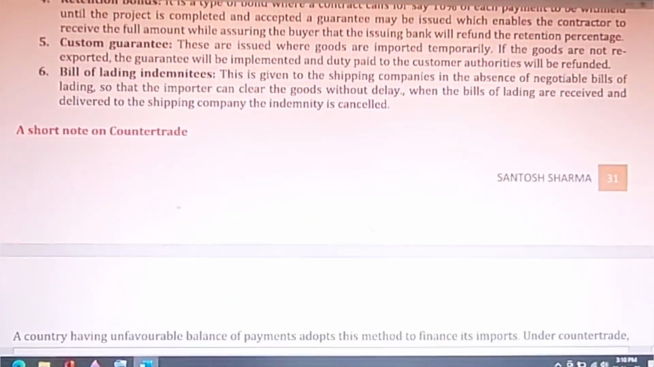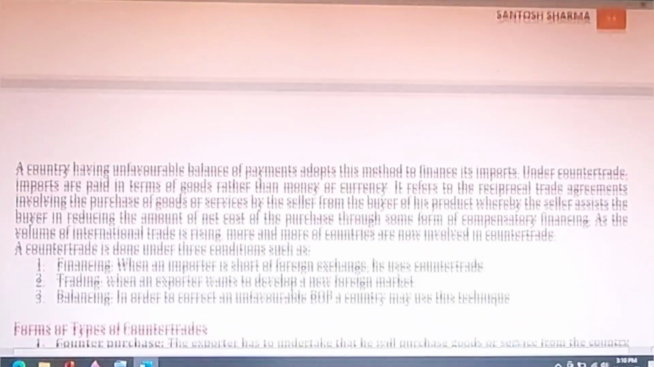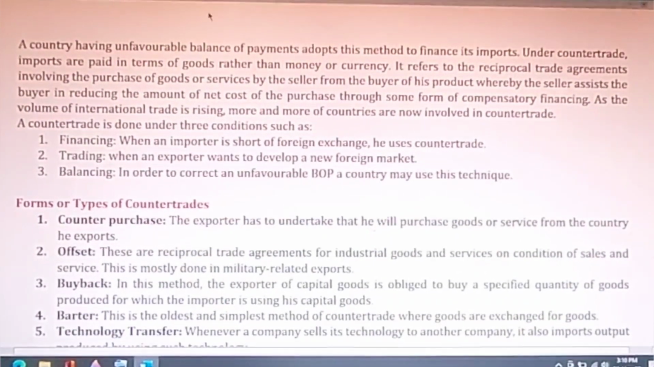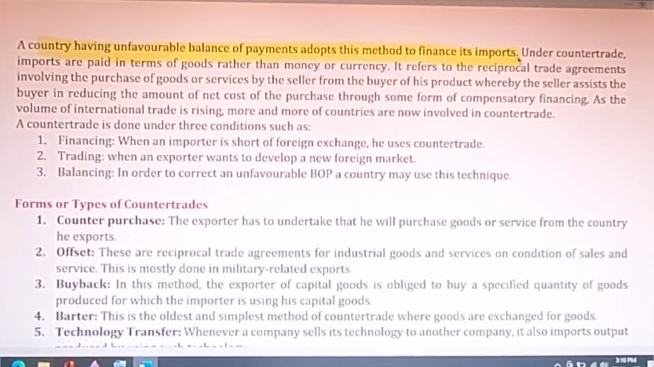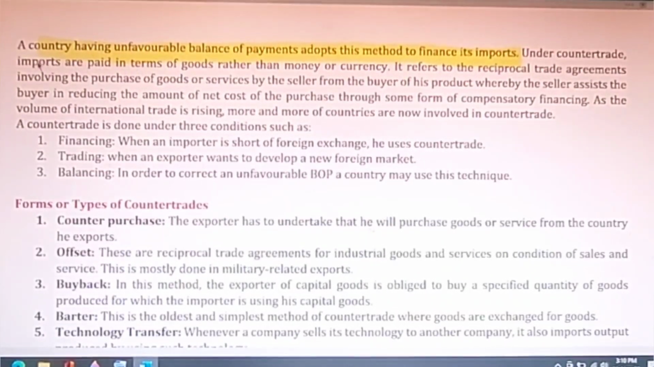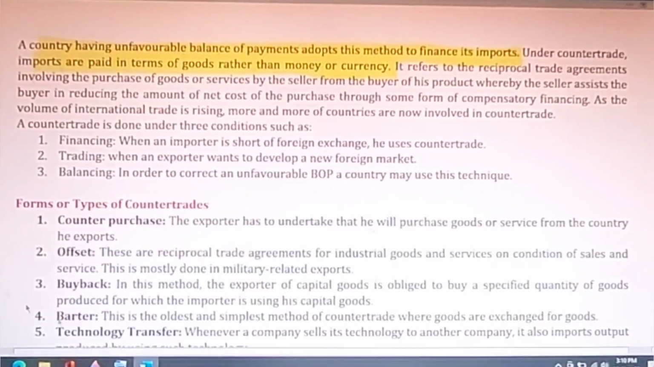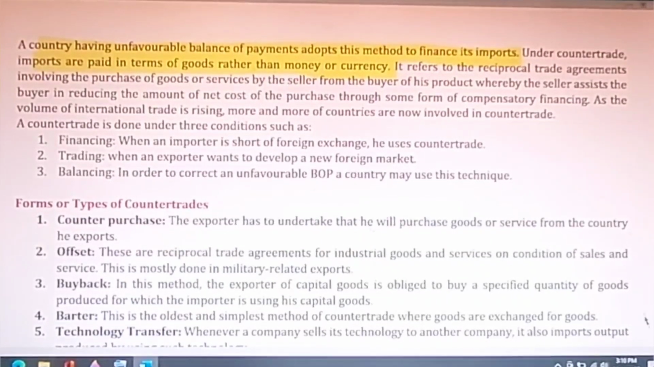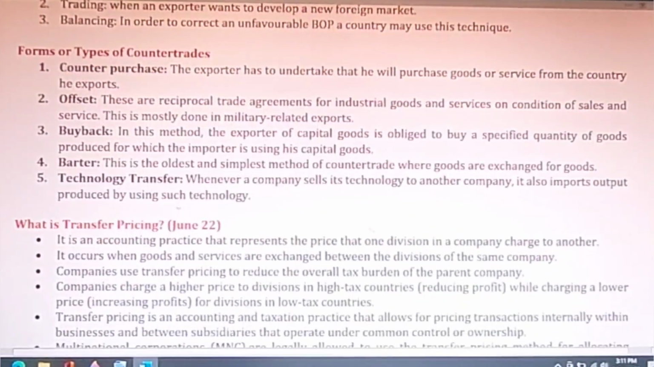Okay. Then the next concept in this unit is counter trade. Now, let me tell you what this counter trade is. I have added it newly in my study material. A country having an unfavorable balance of payment adopts this method to finance its imports. And in counter trade, imports are paid in terms of goods rather than money or currency. That means it is a type of barter system. And basically, the main motto is to develop or to increase exports.